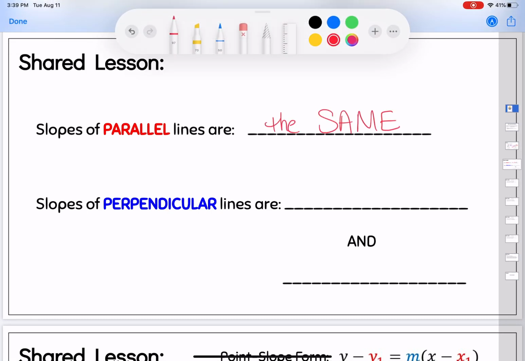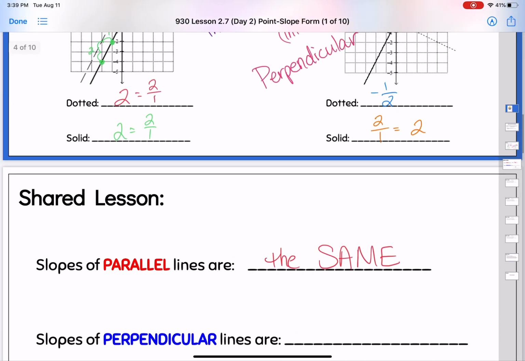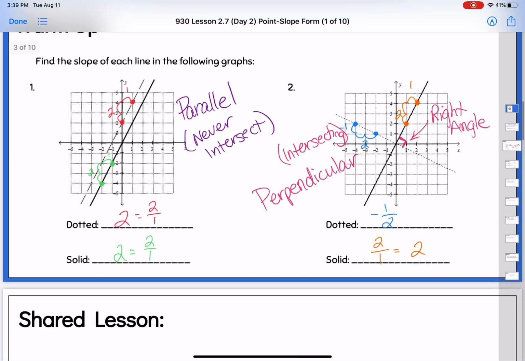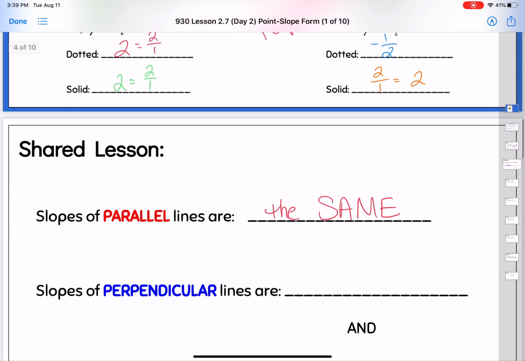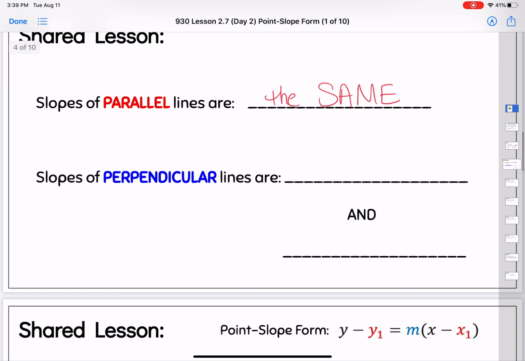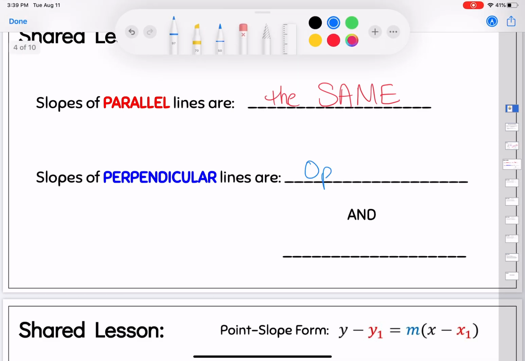The slopes of parallel lines are the same. And then we discovered over on number 2 that the slopes of perpendicular lines, those lines that cross to form a right angle, are opposite and reciprocal. So perpendicular lines, the slopes are opposite and reciprocal.